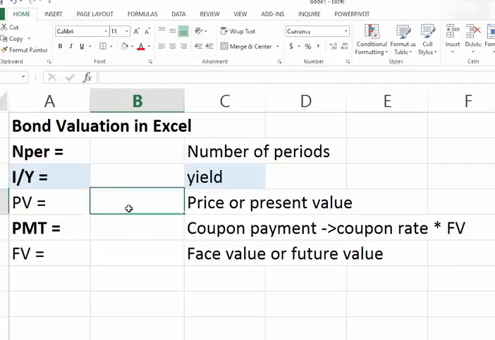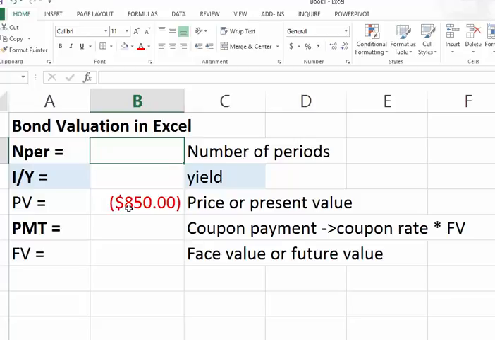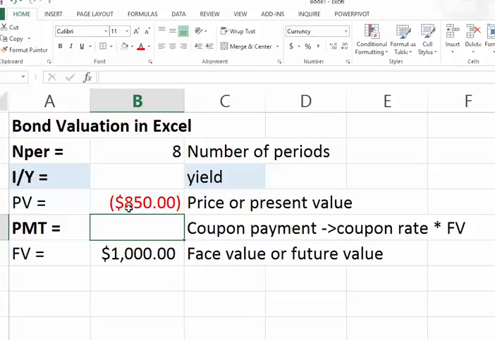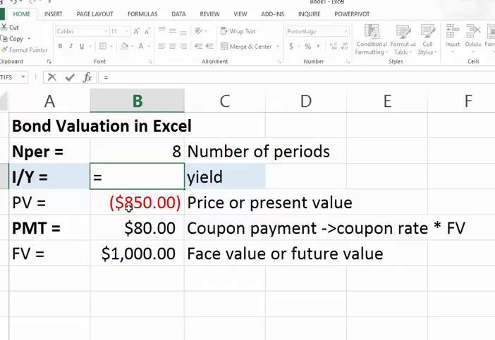So 850 is our price, because that's the selling price for this bond. We have also 8 years to go. This is an annual bond, so we don't have to make any adjustments. And the bond face value is 1,000. We know that it pays $80 in interest, or 8% interest on the coupon when the bond was first issued. And we solve for rate, or we're trying to find the yield on this bond.